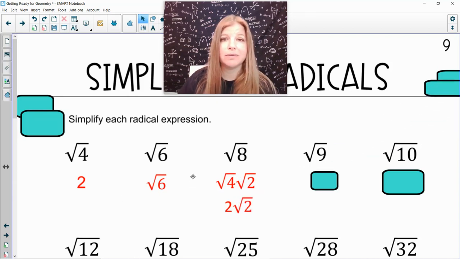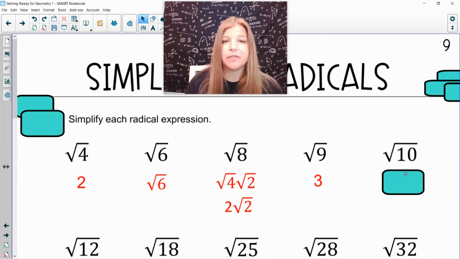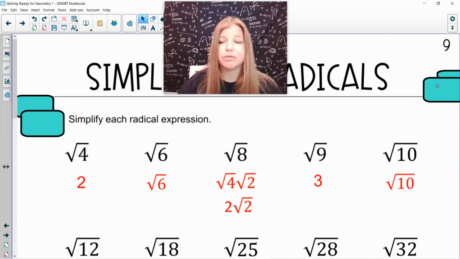Just like we left square root of 6 as square root of 6, anything that cannot get broken down stays in under the radical. Square root of 9. We know the square root of 9. It's 3. How about square root of 10? Now, 10 is not a perfect square. Is it divisible by 4? No. 9? No. And so just like radical 6, it cannot get broken down further. It's just radical 10.